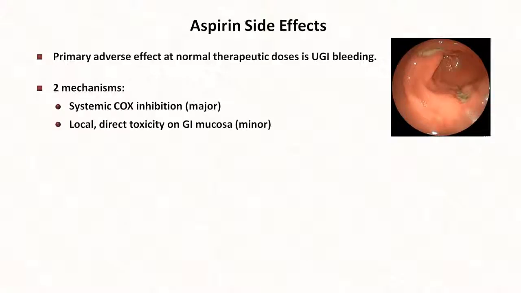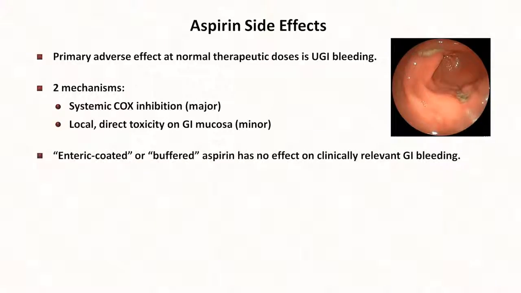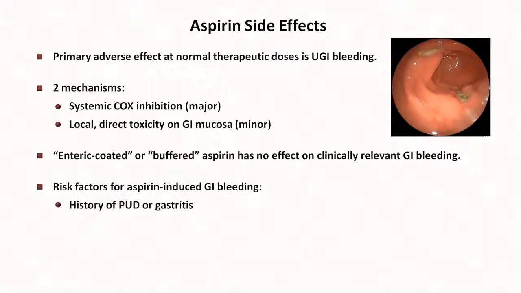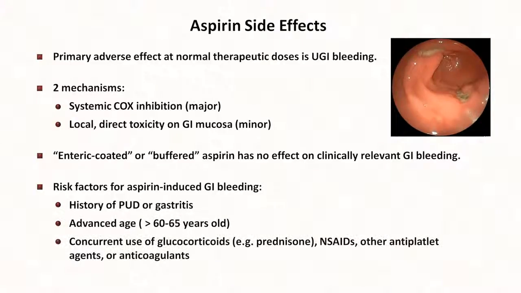Because the major mechanism is a systemic one, it should come as little surprise that so-called enteric-coated or buffered aspirin has no effect on clinically relevant GI bleeding, though there is anecdotal evidence these formulations may be associated with a decrease in subjective GI upset. Risk factors for aspirin-induced GI bleeding include a history of peptic ulcer disease or gastritis, advanced age, concurrent use of steroids such as prednisone, NSAIDs, other antiplatelet drugs or anticoagulants, and concurrent use of alcohol.